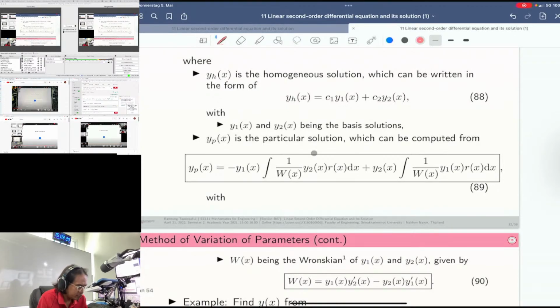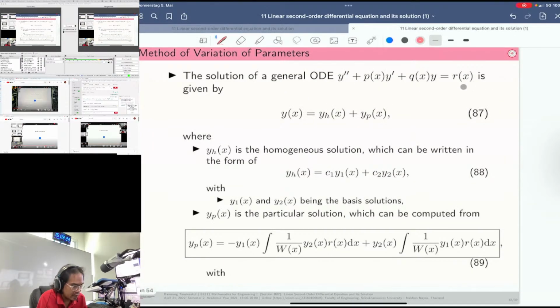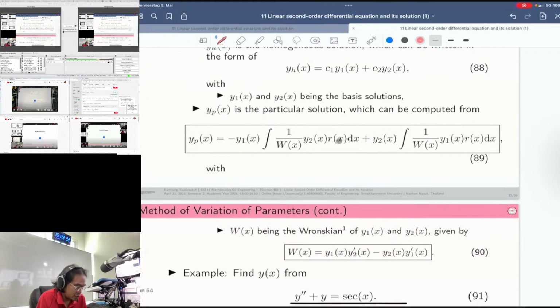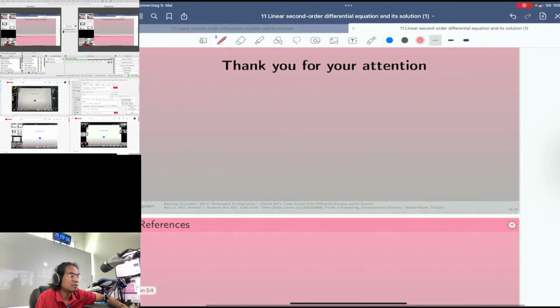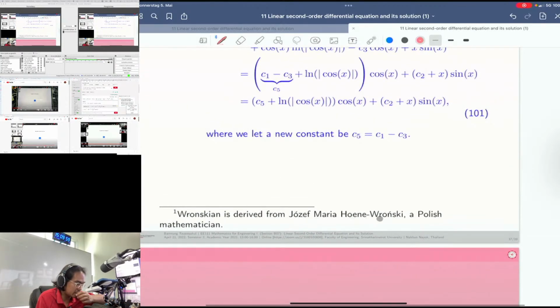Of course, this is the residual on the right hand side, on the right side of the equation. And yeah, you need to know r(x), the residual function, and you know y2, right? And you just take the indefinite integral of this over W. W is known as the Wronskian. Wronskian is named after a Polish mathematician, Josef Maria Hoene-Wronski.